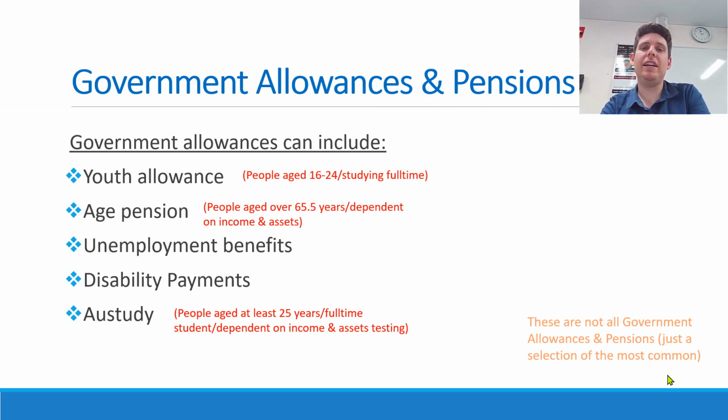So well done for listening, hanging in there. The next thing we're doing is looking at all the different government allowances. So you're probably going to get at least one of these in your life at some point. So when you start studying at uni, you could get youth allowance or Oz study, depending on your circumstances. So I'd highly recommend doing your research and applying for youth allowance or Oz study when you finish school.